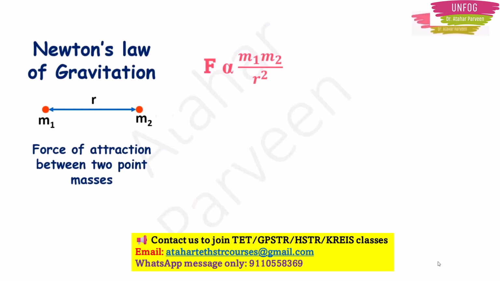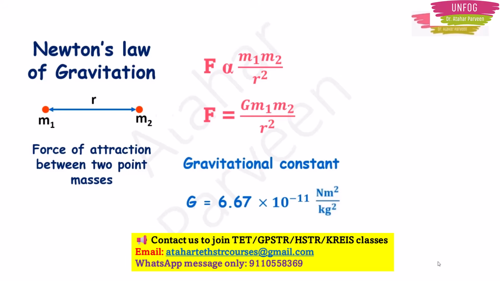Now we say that if the force of attraction between these two masses is directly proportional to m1 into m2 upon r square, right? Now if I want to remove this proportionality symbol, I would apply a proportionality constant. This proportionality constant is known as capital G, the gravitational constant, and its value is 6.67 into 10 raised to minus 11. So please do remember this value along with units.